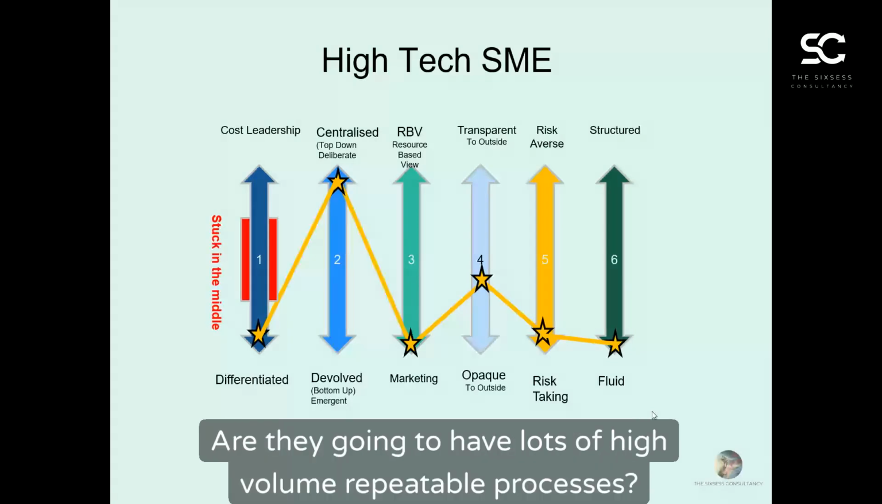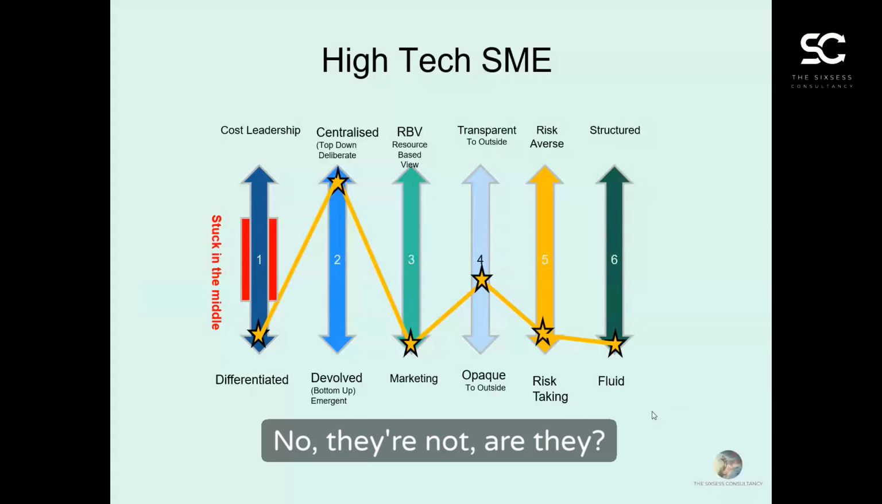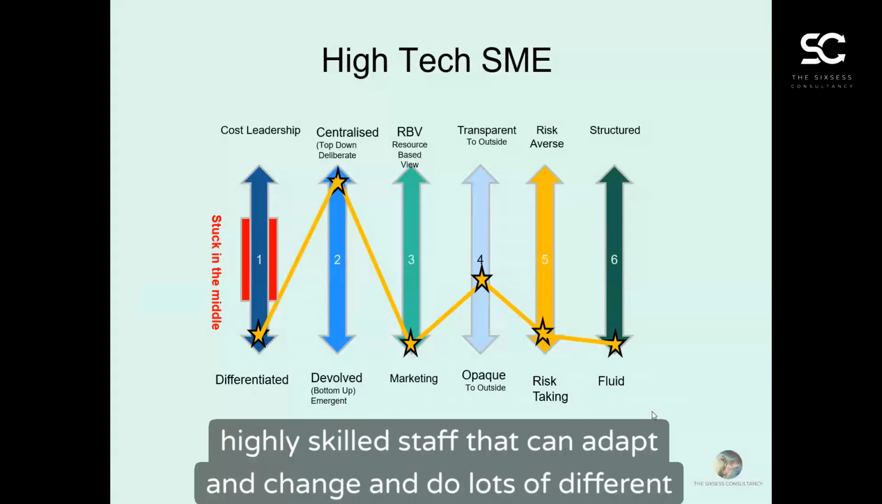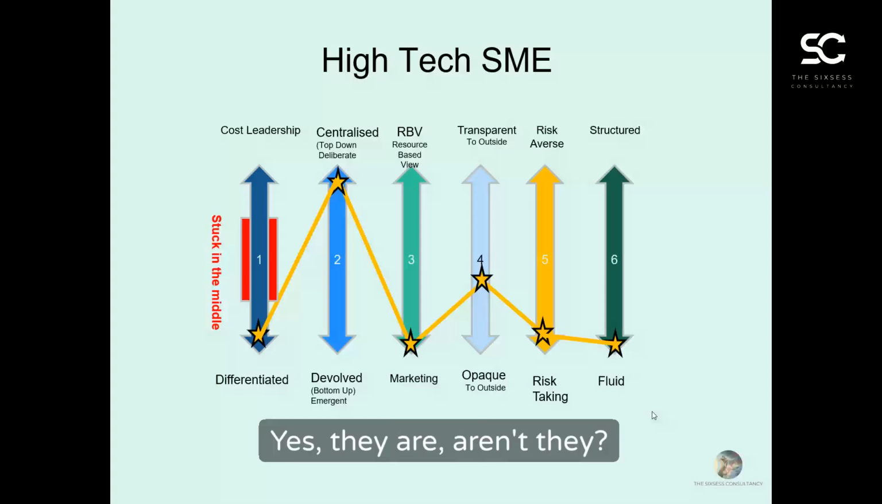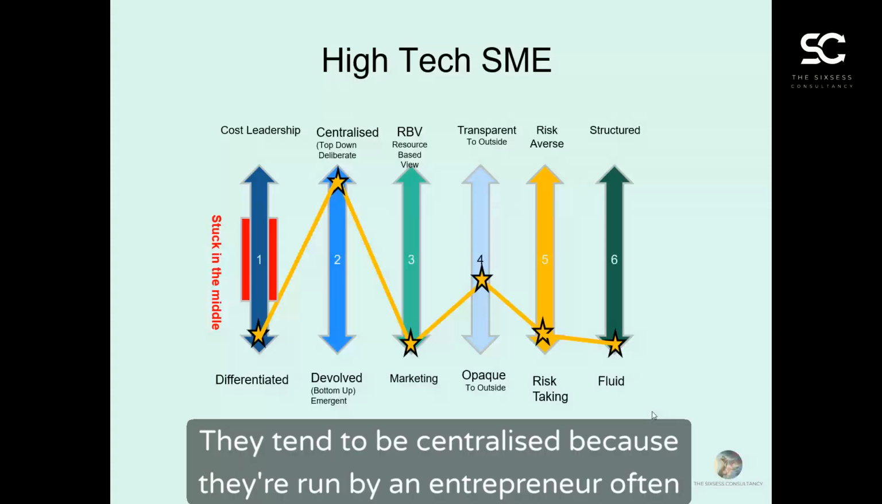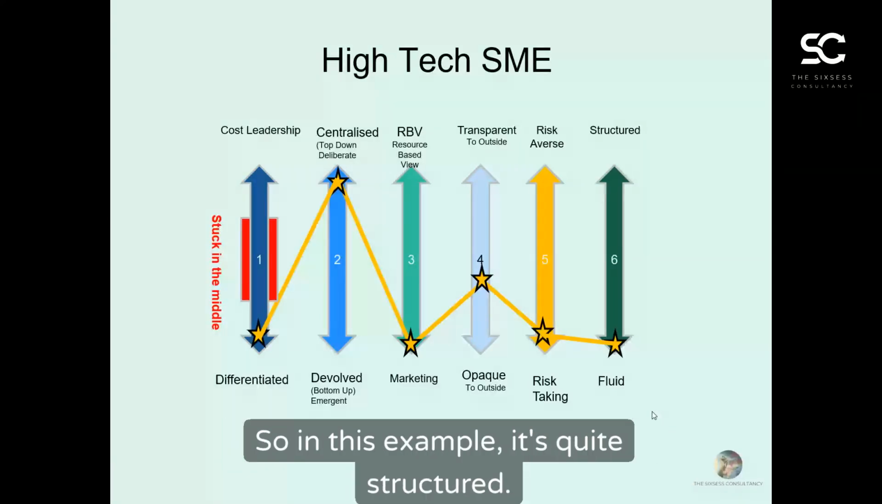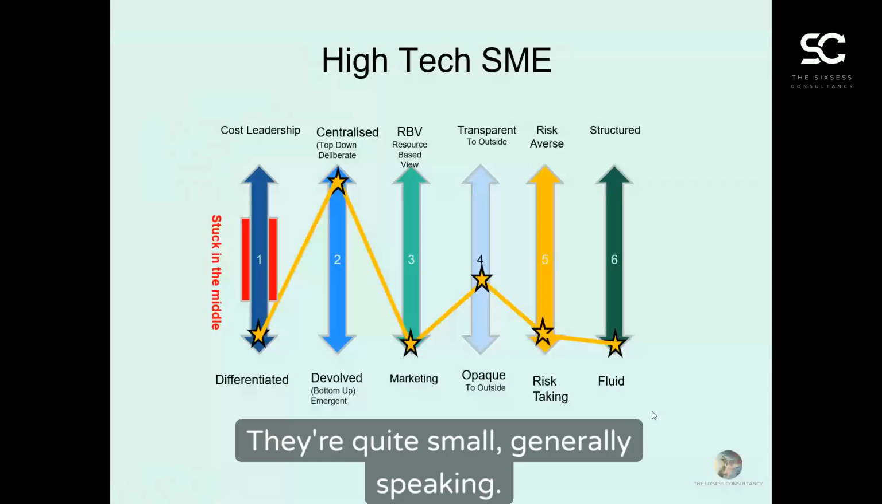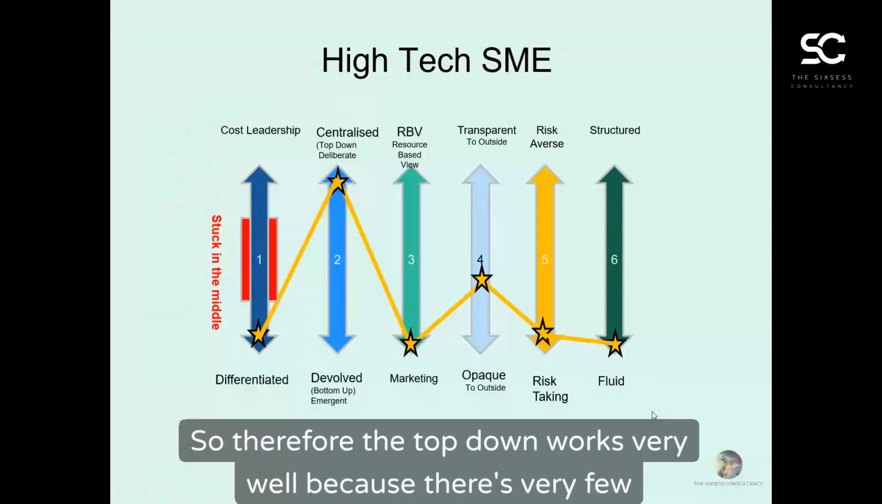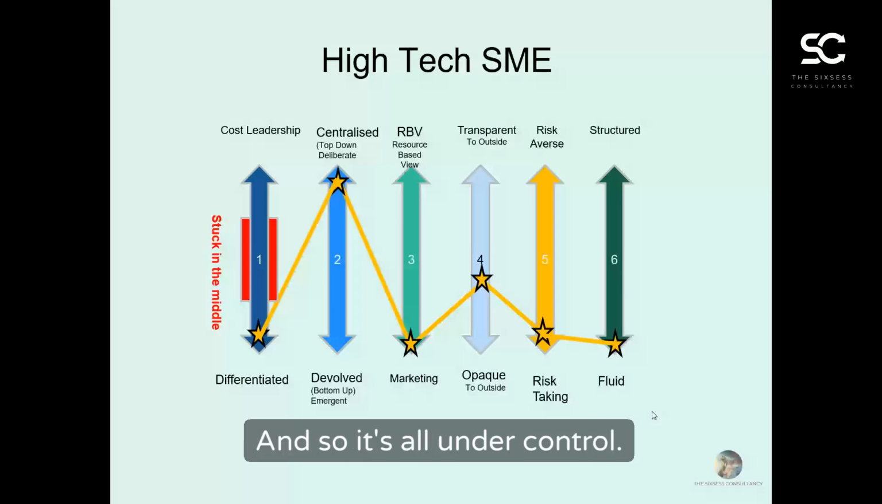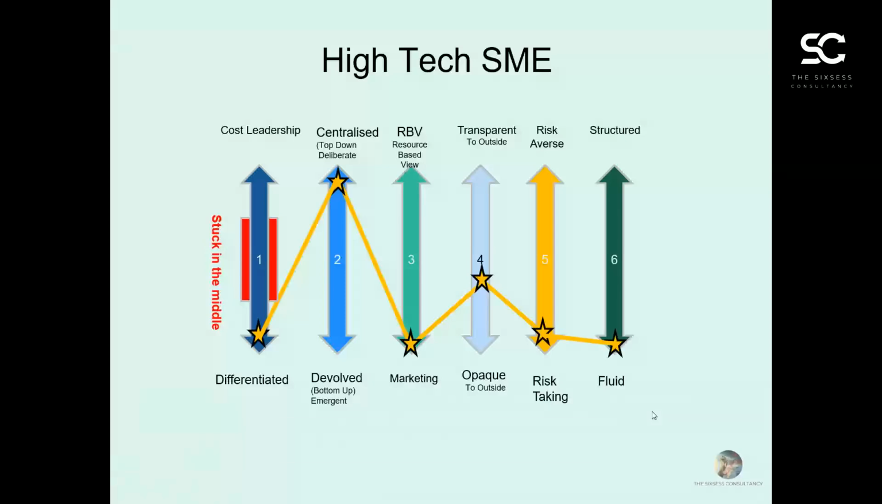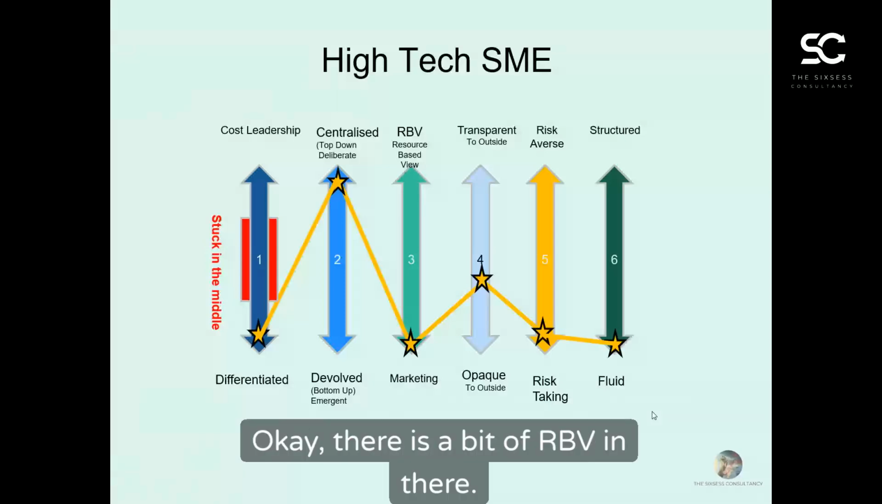So what are they going to have? Are they going to have lots of high-volume repeatable processes? No, they're not. Are they going to have highly skilled staff that can adapt and change and do lots of different things? Yes, they are, aren't they? They tend to be centralized because they're run by an entrepreneur, often, who tells people how things are going to be. So in this example, it's quite structured. They're quite small, generally speaking. And so therefore, the top-down works very well because there's very few people, there's very few layers, and so it's all under control. Very marketing-driven. Okay, there is a bit of RBV in there.